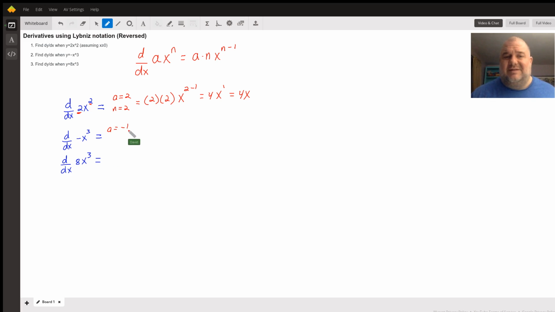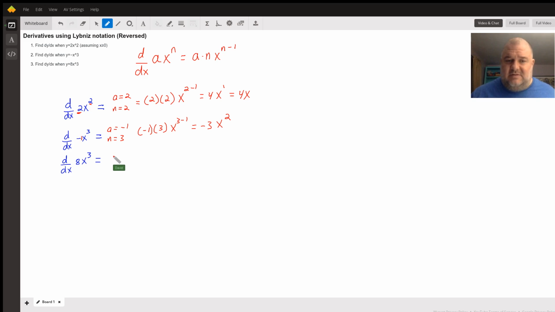Nice. For the next problem, derivative of negative x cubed, note that a is equal to negative 1. We don't usually write the negative 1, but it's in there. It's negative 1. And n equals 3. So using the general power rule, we have a, which is negative 1, times n, which is 3, times x to the n, which is 3 minus 1. And that's going to give us negative 3x, 3 minus 1 is 2.